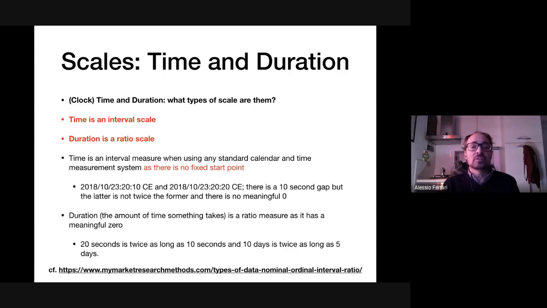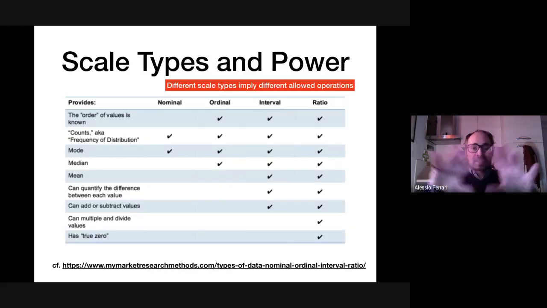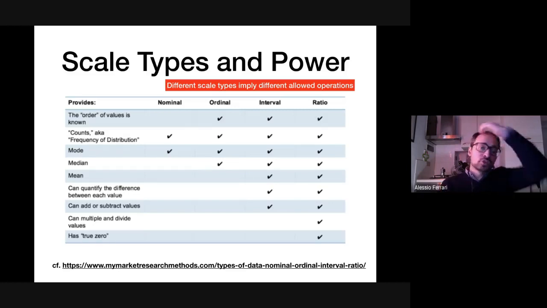So, division and multiplication. Okay, this leads us to the scale types and the power that they have. Intuitively, we understand that the nominal scale is the least powerful, because I can only count, for example, the frequency distribution or the mode. And for the ordinal scale, I can do something more, but not much.